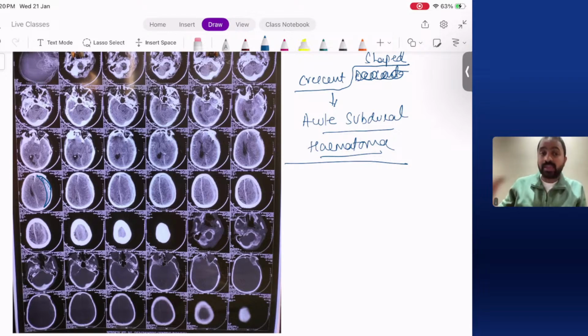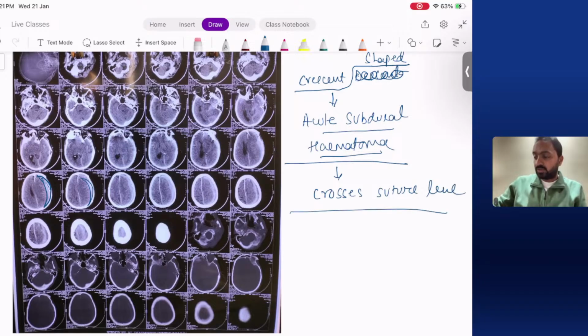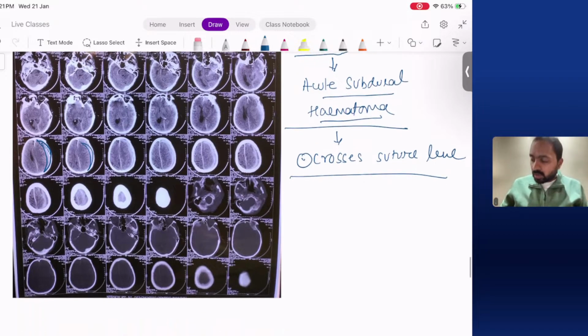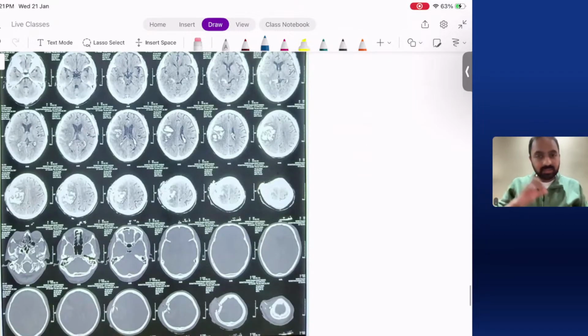Now, if you're not able to differentiate it from the shape, then do remember that an acute subdural hematoma does cross your suture lines, whereas your EDH generally does not cross your suture line. So this is again one of the most important points which can help you to differentiate your acute subdural hematoma from extradural hematoma. Now I have this one last image.